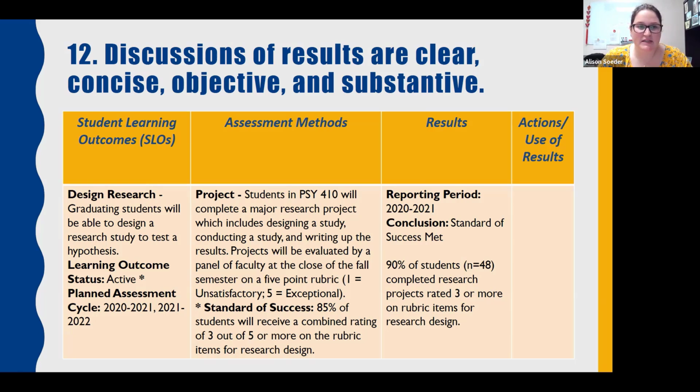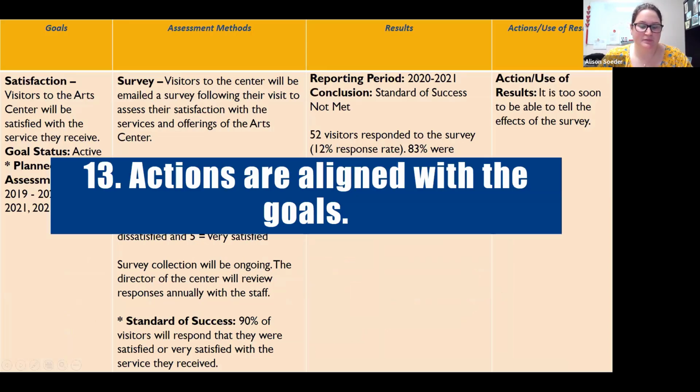All right, 13. So this rubric item, our rubric is a little bit bigger, so we are going to click and remove that blue box, but the actions are aligned with the goals. So that's what we're looking for here. So this is going to be starting in column 4. That's where our actions are.